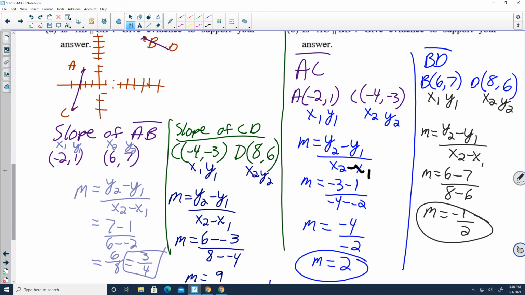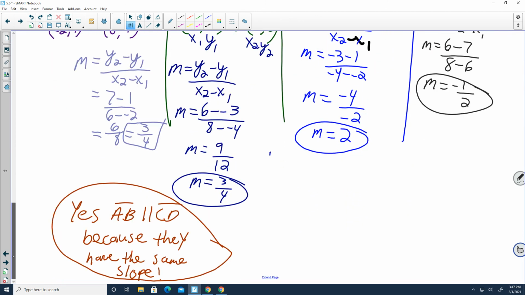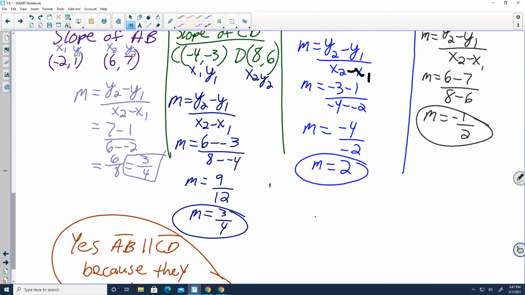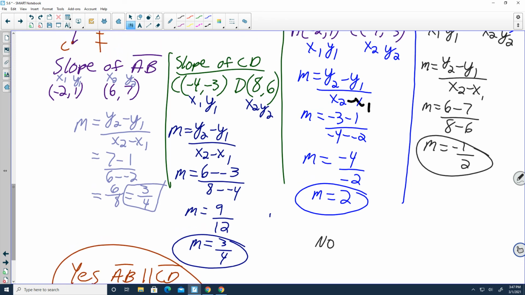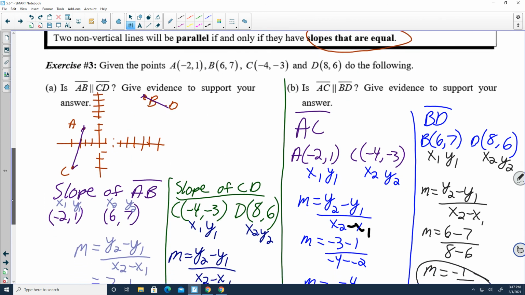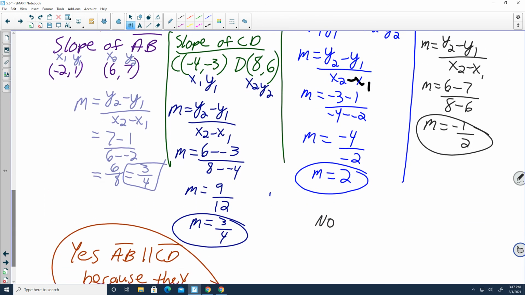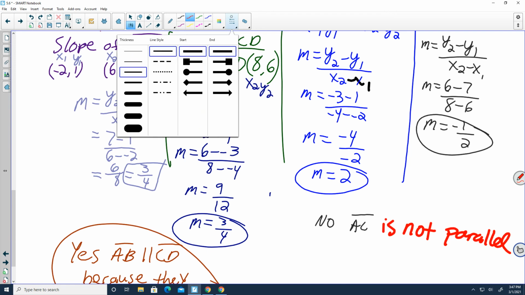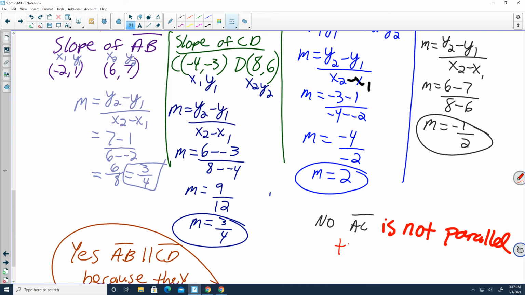So actually, it looks like these lines are going to be perpendicular from what we talked about yesterday, but we're going to talk about that later on in the week. But to answer this question, no, they are not parallel. AC is not parallel to BD because they do not have the same slope.